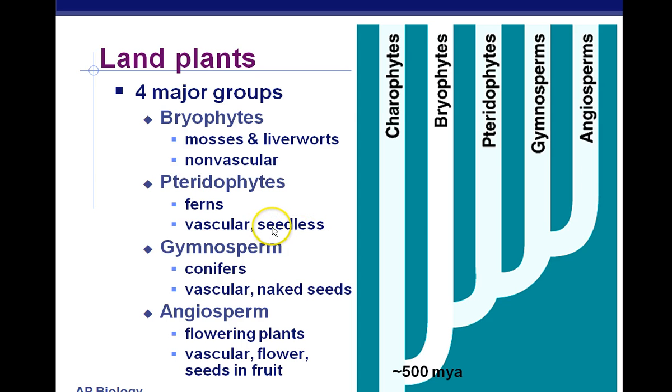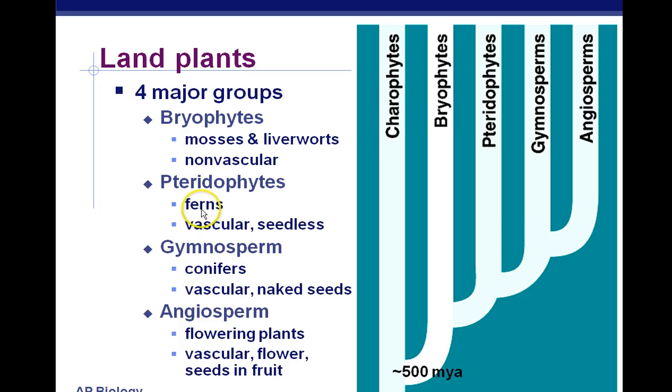And they're seedless, so these pteridophytes and bryophytes reproduce by sperm and eggs. Imagine that, little sperm swimming through the water and fertilizing an egg to produce bryophytes and pteridophytes. If they get too far away from water, they dry out, and if they dry out, they're not going to survive.